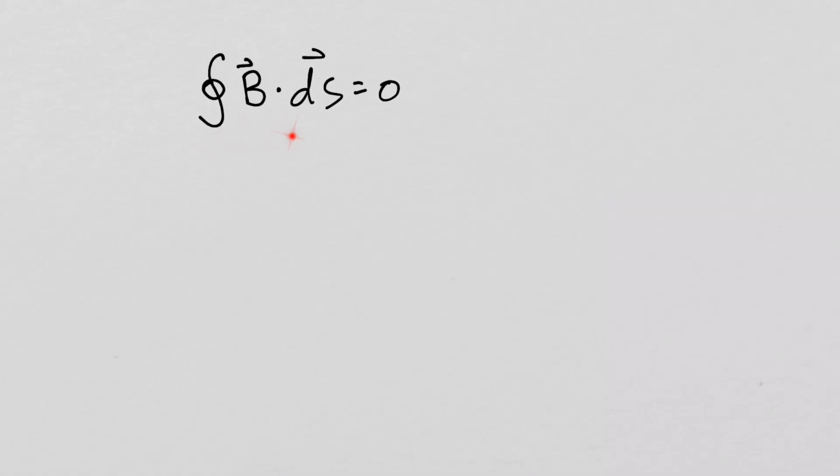The integral of B dot dS around a closed surface is equal to 0. Something that is often overlooked and not clearly presented in textbooks is that the integral of H dot dS and the integral of M dot dS around closed surfaces are not necessarily 0.